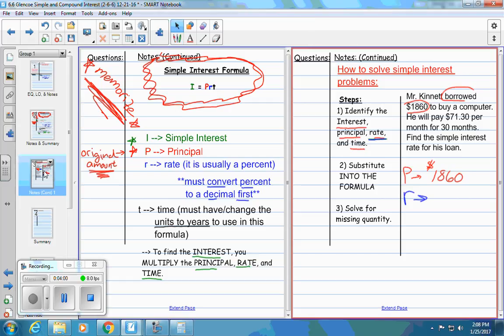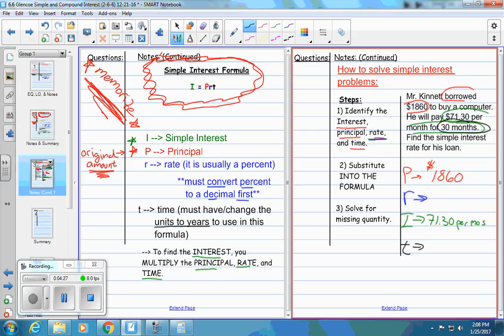And then they give us time. Actually, before they give us time, they give us the interest here. We will pay $71.30 per month for 30 months. So we have interest is $71.30 per month. MOS is our abbreviation for month. And technically that 30 months is also a time right there. So they gave us the amount of time. Okay. So based on the four possible variables that we could have had, the one that is clearly missing is the rate. So that's the one we're actually solving for.